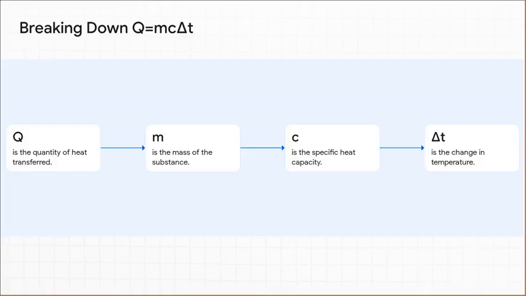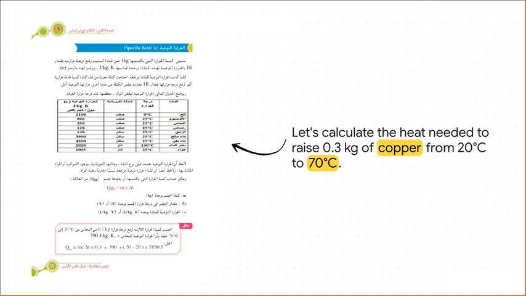Q is the heat energy we're trying to find, measured in joules. M is how much stuff you have, the mass in kilograms. C is that special number we saw on the table, the specific heat. And delta T is just the difference between where you end up and where you started. Final temperature minus initial temperature. Easy. So let's run a quick calculation just to see it work.